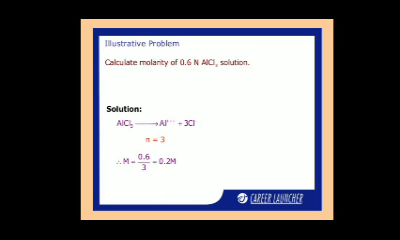What is molarity? Molarity and normality relation: normality is equal to molarity into n factor. N factor means charge on cation. Therefore, molarity is equal to normality by n factor. 0.6 by n factor, which means charge on aluminum, 3. Therefore, 0.6 by 3, that is equal to 0.2 M.